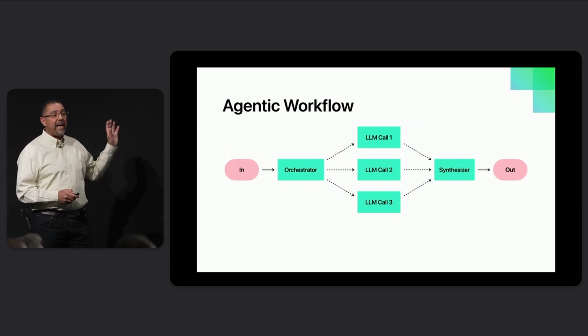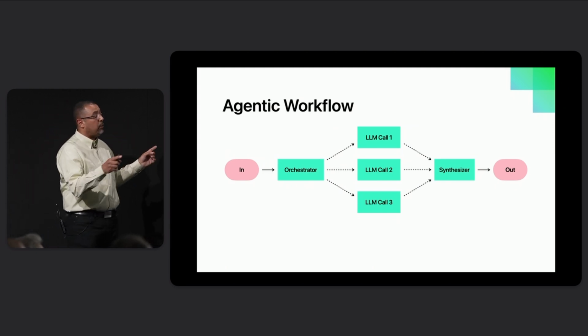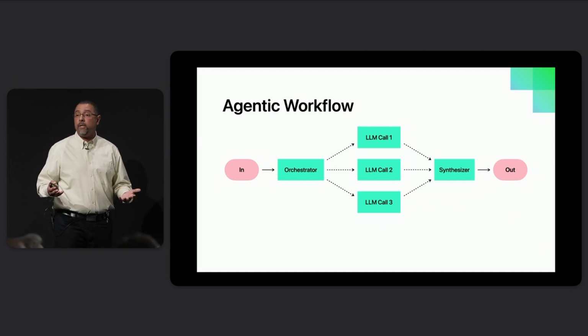But all of these examples have a set path. So we know exactly what it's going to do, so it's fairly deterministic even though it's generative.